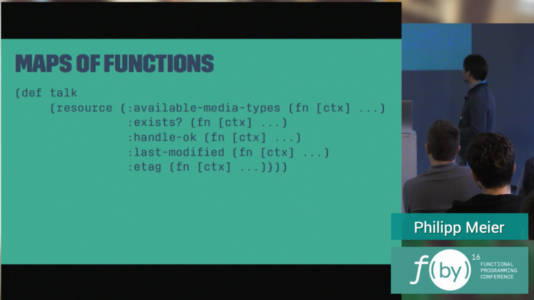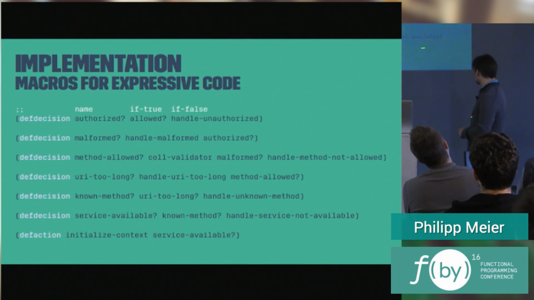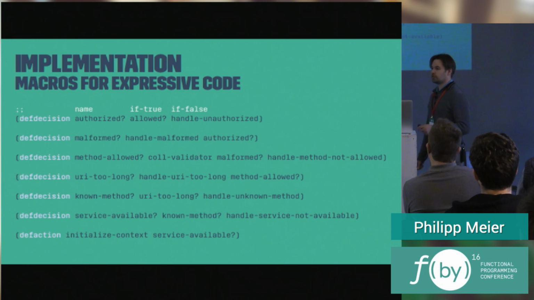Yeah, this is the map of functions, basically. This is a map. See the curly braces? This is great. This is how it's implemented internally. You remember this big decision graph? This is the Clojure code. It starts here, initialize context, the first function, and in any case, proceed with service available. Service available, if yes, go to known method. If not, go to handle service not available. Known method, if yes, proceed with URI too long. If it's not a known method, call handle unknown method. This is how Liberator is implemented internally, which is quite handy and shows the power of Clojure macros.